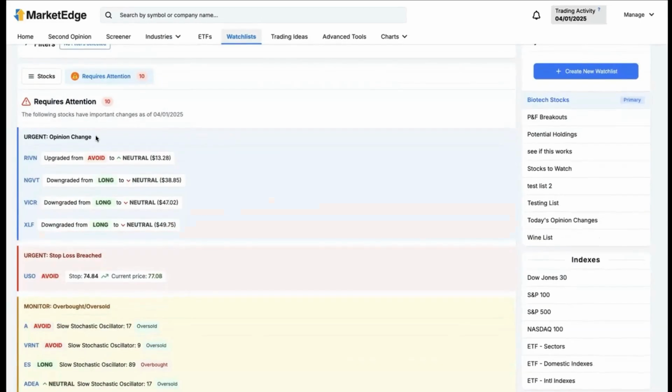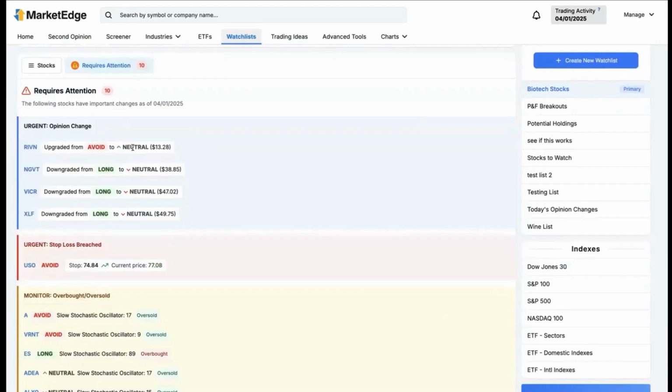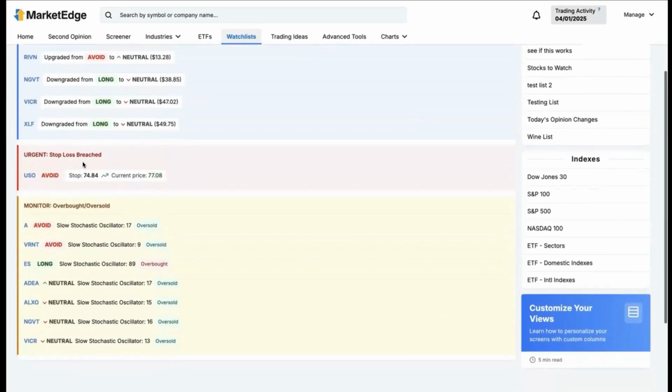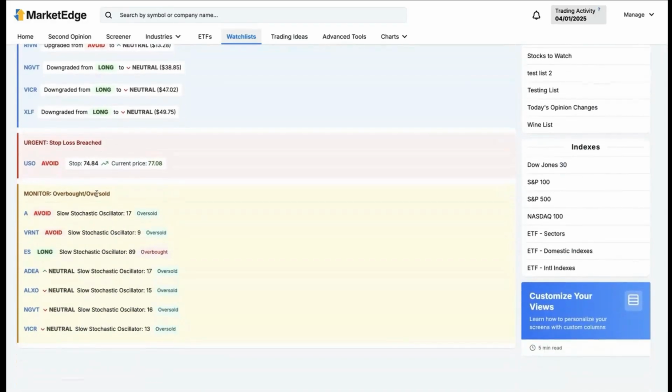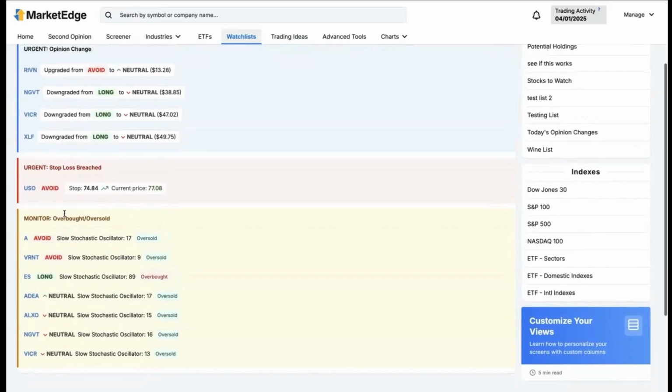It shows me the stocks that have experienced an opinion change during our most recent analysis. Stocks who are either above or below their stop. For an avoid, being above the stop is a bad sign. For a long, being below the stop is a bad sign. So anyway, we've surfaced that in requires attention. Stocks that are overbought or oversold also appear there.